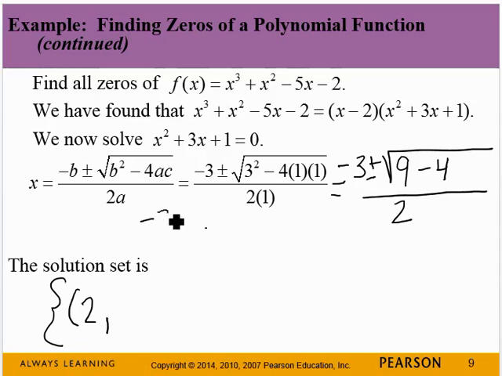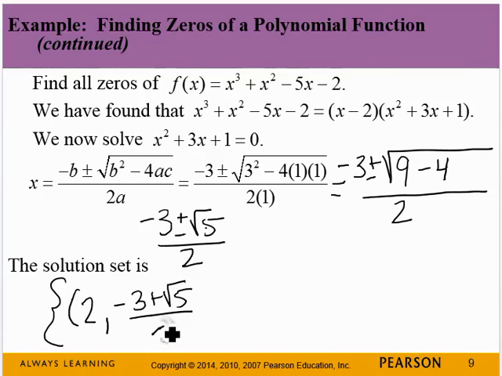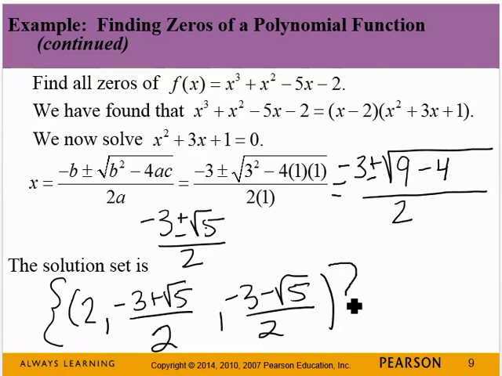We have negative 3 plus or minus the square root of 5 over 2. This won't simplify, so that means in our solution set, you just want to write negative 3 plus the square root of 5 over 2, and negative 3 minus the square root of 5 over 2. And that's your answer.